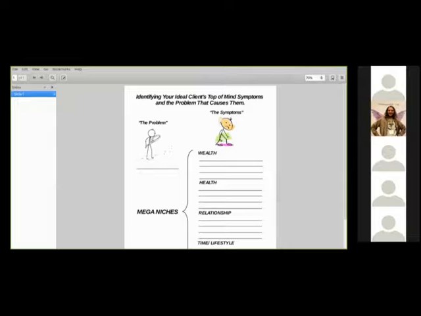Your ideal client might not even know their problem, okay? They might not know their problem. The only thing on their mind is what they're suffering, their symptom. If they knew the problem, they'd probably be on track to try to solve it. But they don't know their problem. They just know the symptoms that they face.